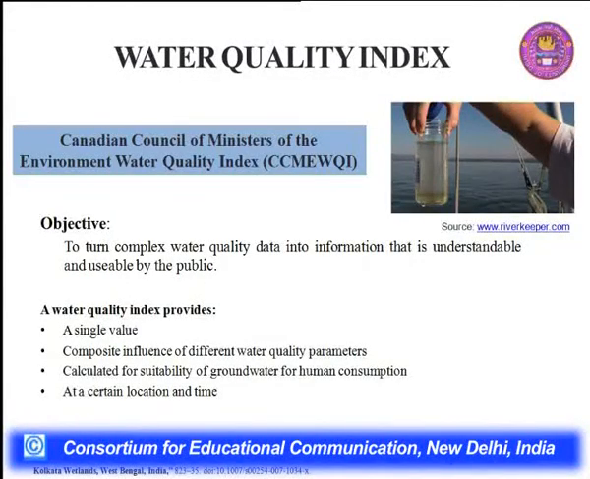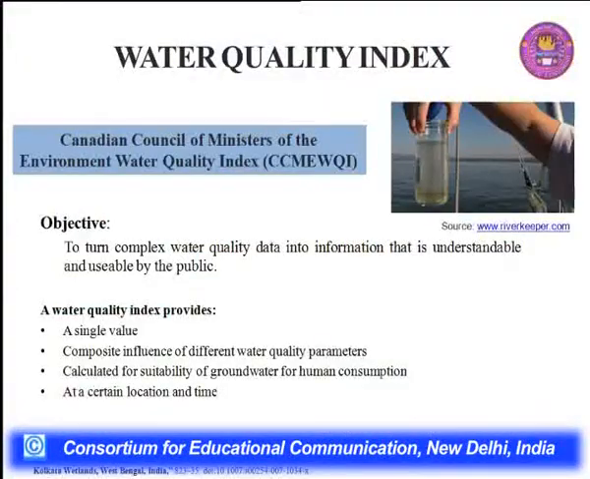We'll now discuss the water quality index. What is the water quality index? Whenever we monitor different parameters, whether physical, chemical or biological, numerical values come out. But it is difficult for people to understand the quality in terms of numerical values. So under the Environmental Protection Agency guidelines, along with the Canadian Council of Ministers of the Environment Water Quality Index, complex water quality data is converted into a color code, so that the general public can understand the usable values of the water quality.